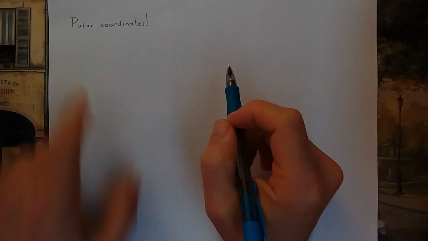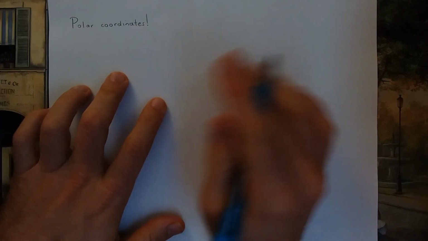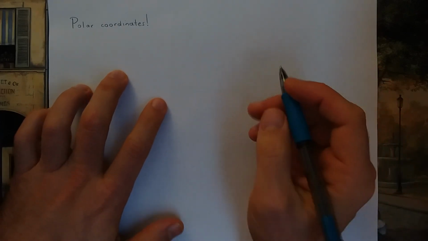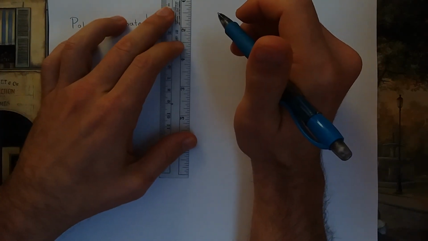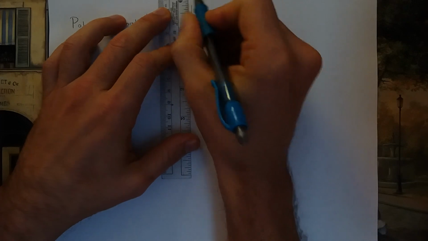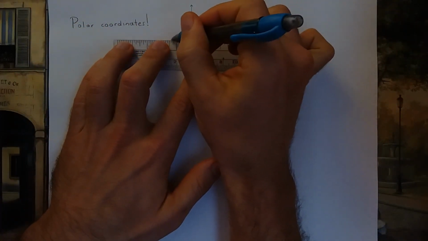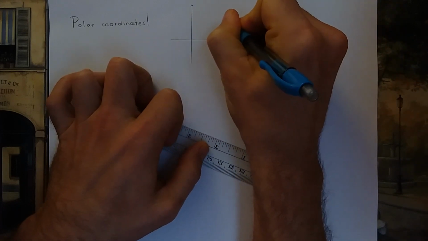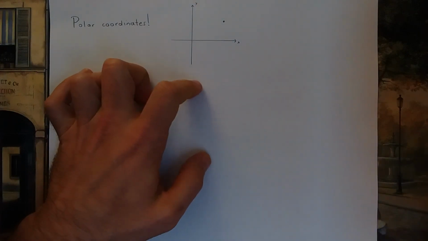All right, let's introduce polar coordinates. They're actually a special case of parametric equations, as we'll see. So if you have a coordinate in the xy plane, let me draw an xy plane. And let's suppose you have a point in the xy plane. So there's my point. There's the x-axis, there's a y-axis.